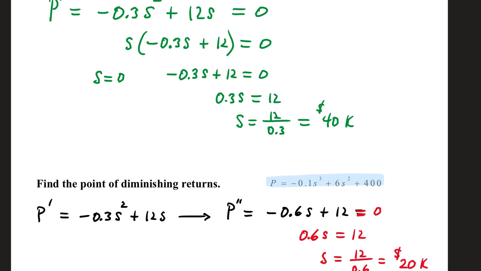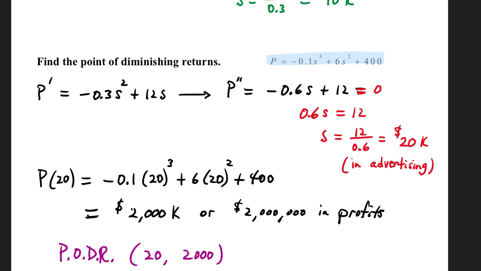As far as the math goes, take your first derivative. Again, the original profit function is highlighted. We have the first derivative from part A. Taking the derivative of this is negative 0.6s plus 12. Our second derivative, this is where our concavity will change. Add 0.6s to both sides, you get 0.6s equals 12. Divide by 0.6, and that'll give you 20.